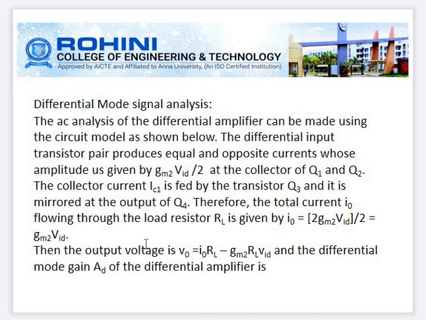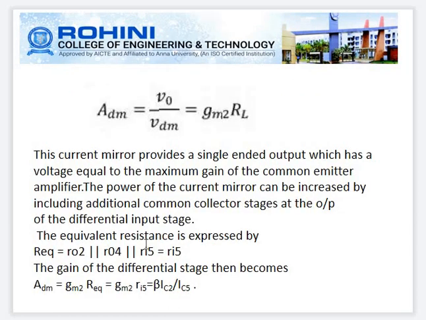The differential input transistor pair produces equal and opposite currents whose amplitudes are given by gm2 Vid/2 at the collectors of Q1 and Q2. The collector current IC1 is fed by the transistor Q3 and it is mirrored at the output of Q4. Therefore, the total current I0 flowing through the resistor RL is I0 = 2 gm2 Vid/2, that is equal to gm2 times the differential input Vid. Then the output voltage V0 = I0 RL = gm2 RL Vid. The differential mode gain AD of the differential amplifier is the output voltage divided by the input voltage, which is equal to gm2 RL.